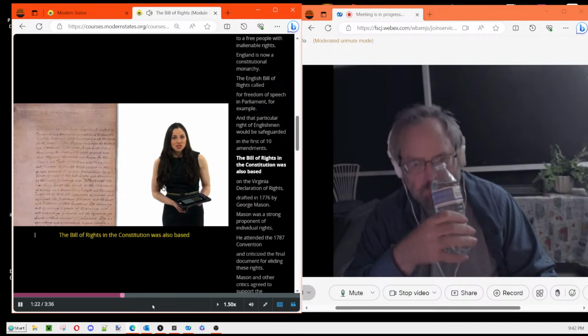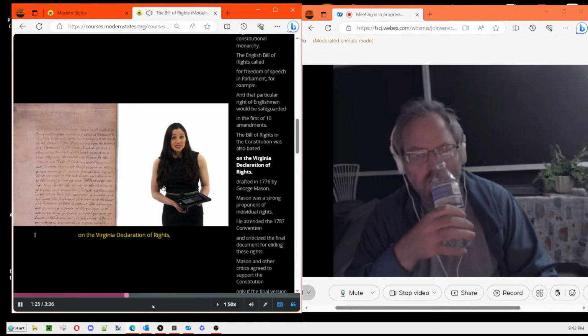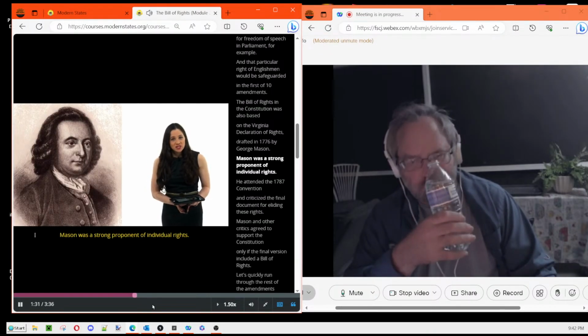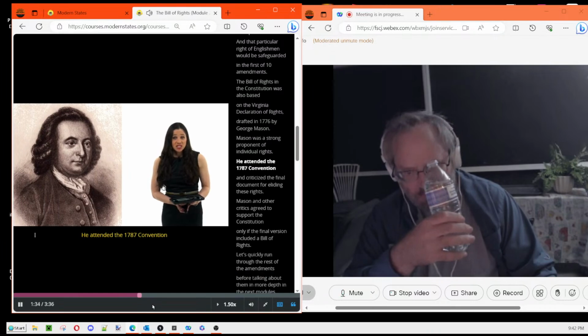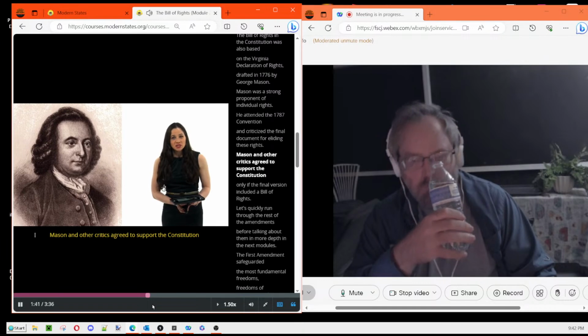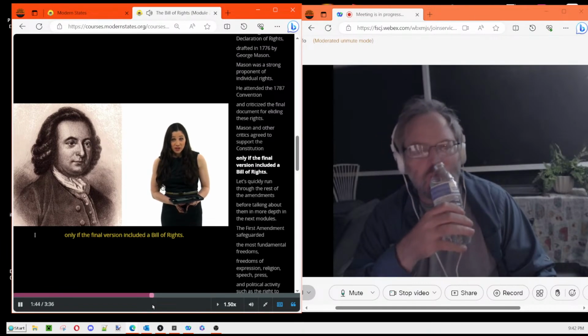The Bill of Rights in the Constitution was also based on the Virginia Declaration of Rights, drafted in 1776 by George Mason. Mason was a strong proponent of individual rights. He attended the 1787 convention and criticized the final document for eluding these rights. Mason and other critics agreed to support the Constitution only if the final version included a Bill of Rights.